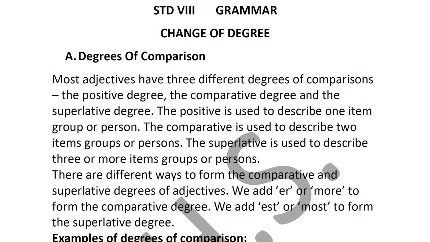Now first let me tell you what the work of an adjective is. The work of an adjective is to describe or tell you more about a noun. For example, if I say a person is good, or I can say another person is better, and a third person is the best. Okay, so I am describing these three people as being good, better, and best.